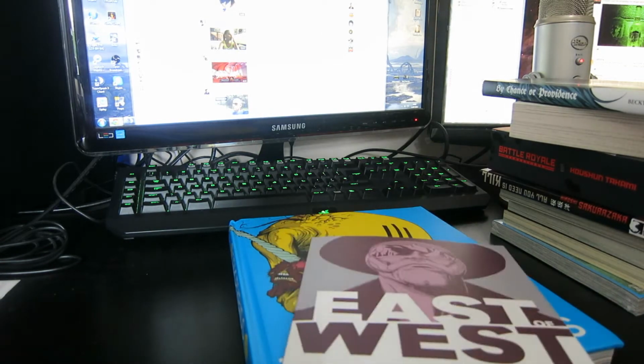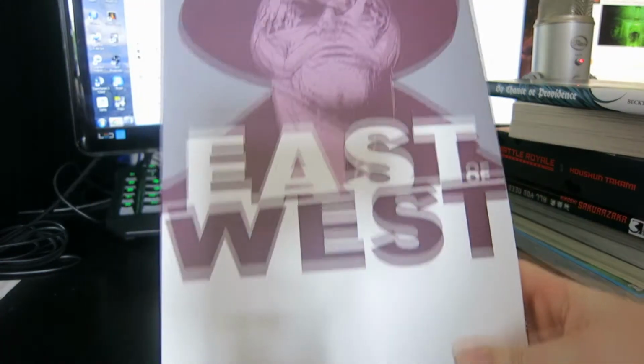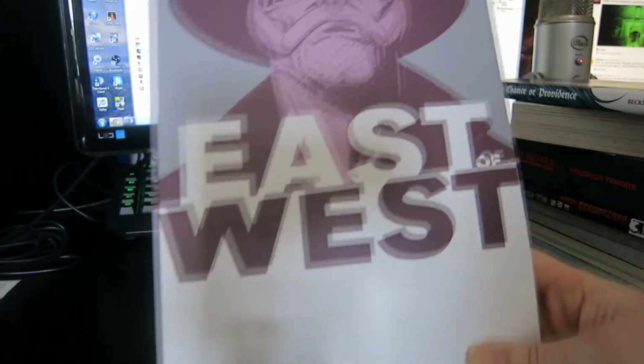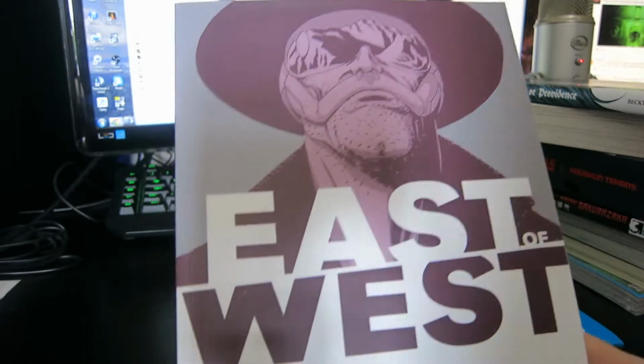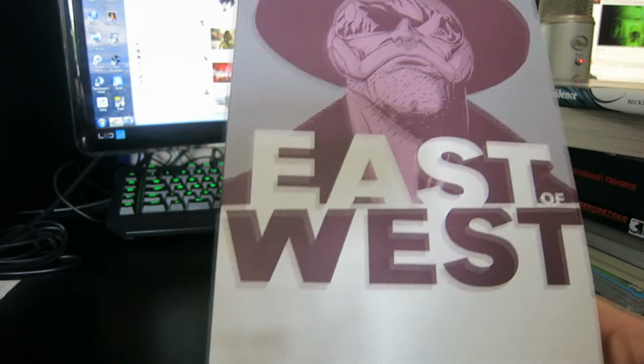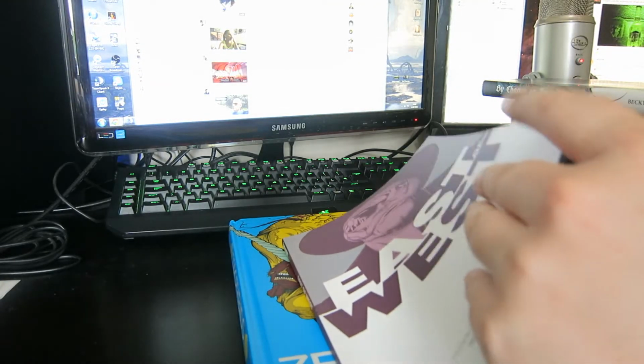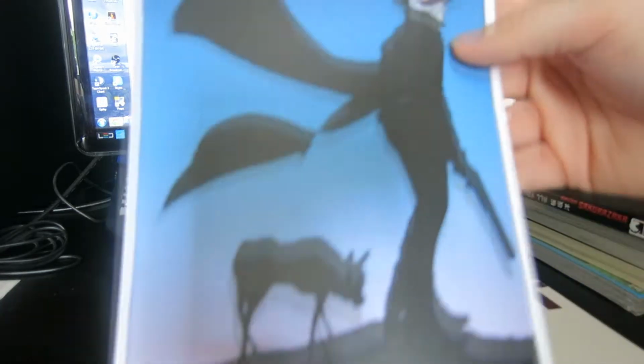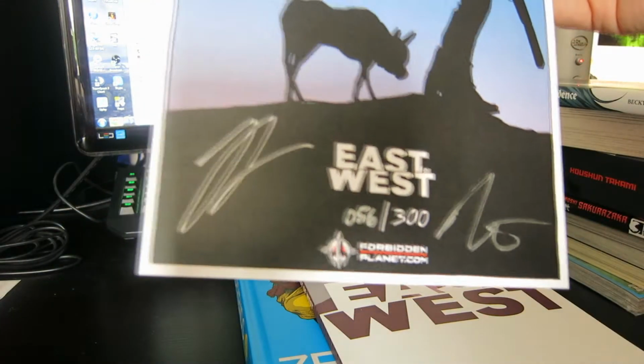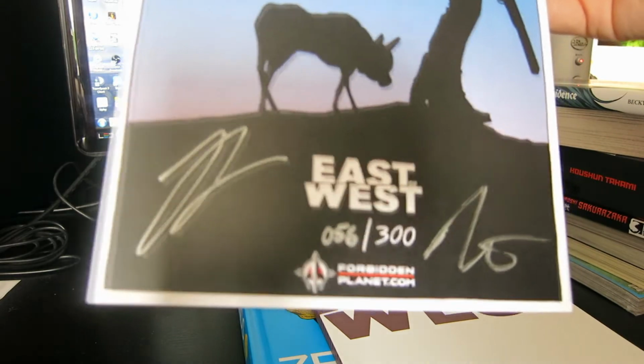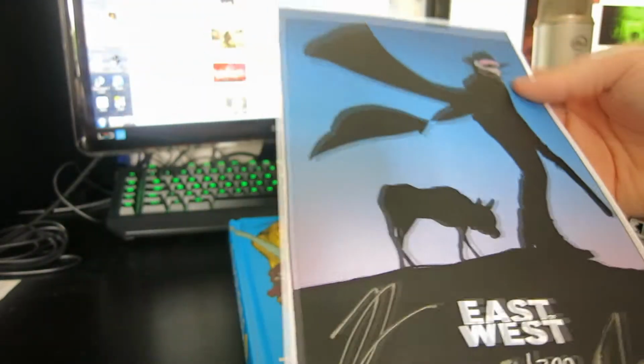The next thing I picked up was the second volume of East of West, because when I was in London last time, I picked the first volume and I was like, this is out, may as well pick it up. Still haven't read the first one, but at least when I know I actually get into it, I'll be able to read the second one. Same with the first one, picked this up, and I also got a free print signed by the artist and the writer, and this is 56 of 300, so there were quite a few of these ones, but once again, really nice print.